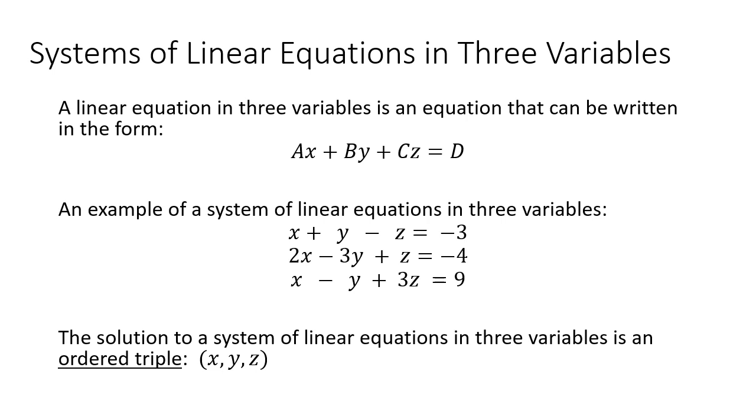The solution to a system of linear equations in three variables then is an ordered triple x, y, z instead of an ordered pair x, y, and this ordered triple has to satisfy every equation at the same time. So to be a solution to the system in the previous section, it had to make both equations true at once. Now it's going to have to make all three equations true at once.